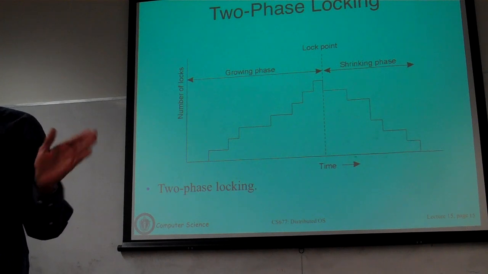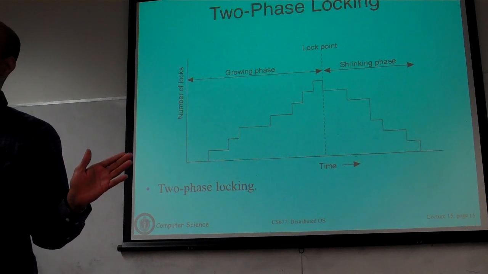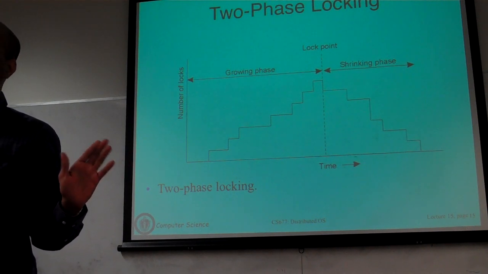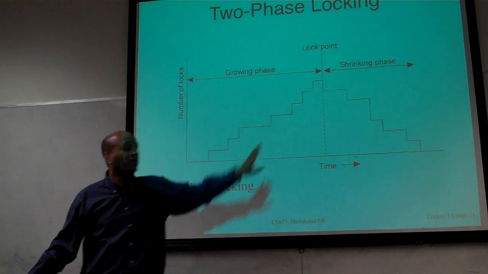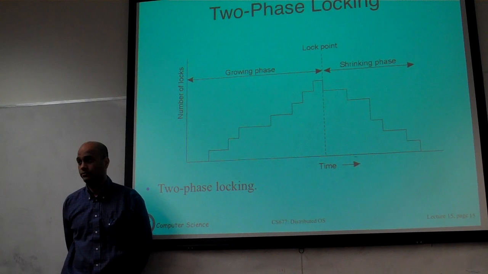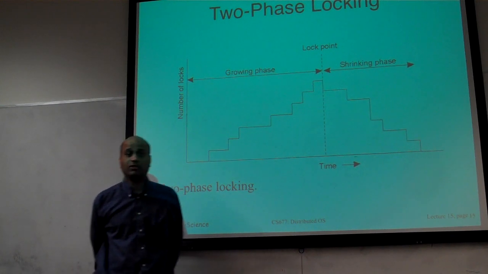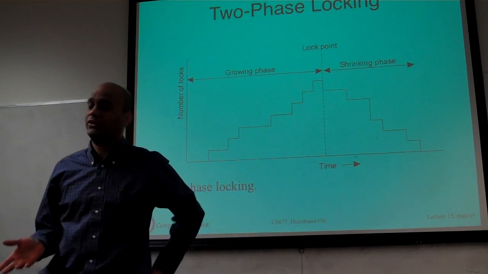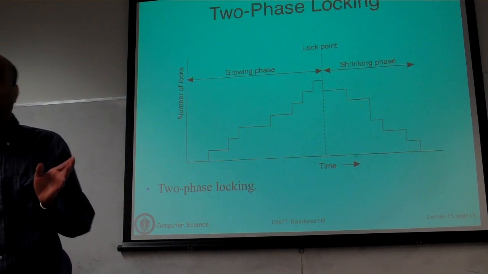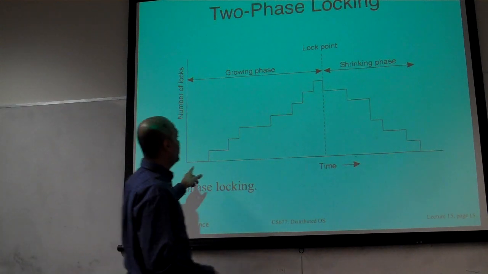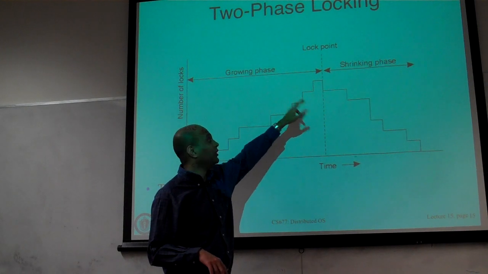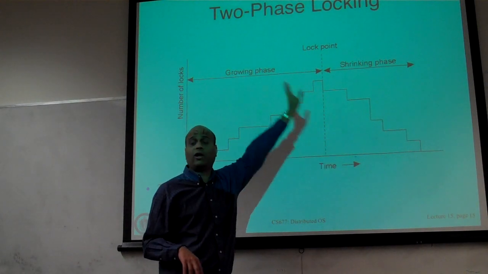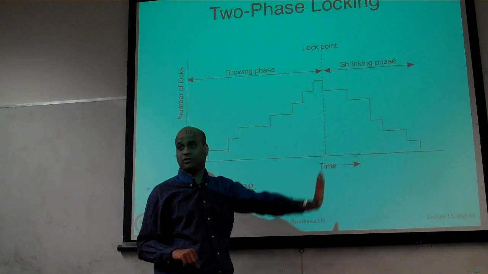So either you acquire locks and keep acquiring them until you are done, and you don't need to touch any new data items in your transaction, and once you are done, you just release them all. This idea is called two-phase locking. There are two phases to your locking protocol: a growing phase where you say acquire, acquire, acquire, then do whatever computation, and once you start releasing one, you cannot acquire any more. You can only keep releasing.